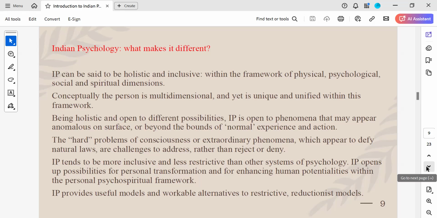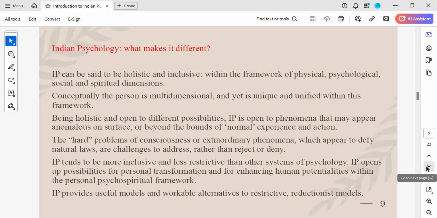Now, the hard problems of consciousness or extraordinary phenomenon which appear to defy natural laws are challenges to address rather than reject or deny. Right? So like I said, consciousness here is a very different concept, not how we usually use the word consciousness. We'll see what that is further on. But what we consider as the problem of the consciousness, that is the person per se. If you remember, I had said that here the consciousness is considered to be the person, right? So we use the words interchangeably.